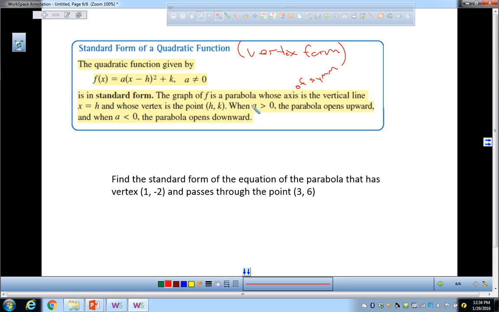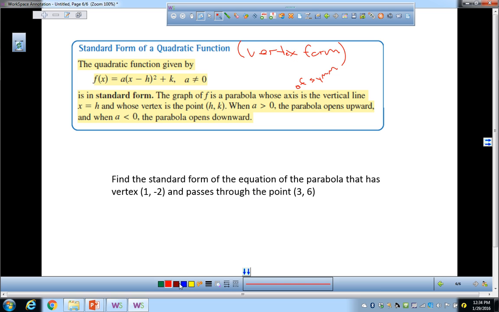And when a is greater than 0, it opens up. And when a is less than 0, it opens down. Find the standard form of the equation that has this vertex and passes through the point (3, 6). So to do this, what I would do first is take this 1, -2 and plug it in for h, comma k. So I'm going to do that now.